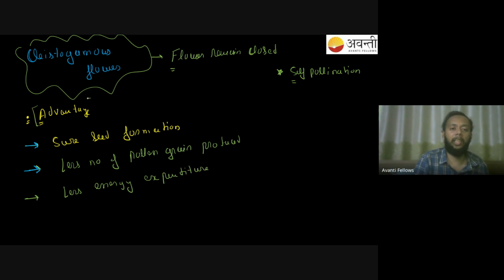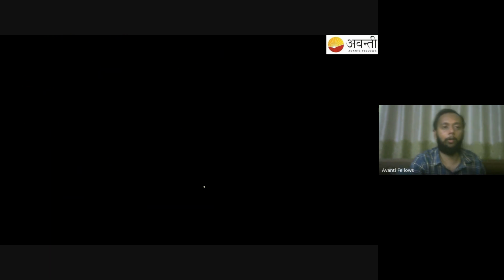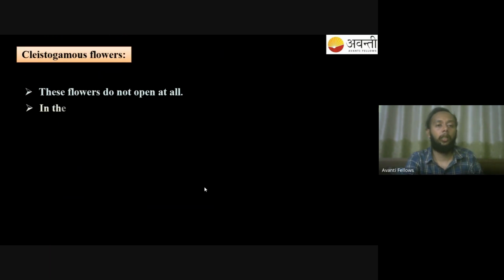But the disadvantage is that you don't have a variation. All the offsprings are similar to the parent one. Okay. But advantage याद रखना. Seed formation is very much sure shot, right? Less number of pollen grain are being produced. You don't have to spend much amount of energy. You don't even have to depend on any kind of pollinators. Pollinator पे भी आपको depend नहीं करना, right? No need of pollinator over here. Everything will happen all by itself. So that is something you have to know, right? So these now do not open.